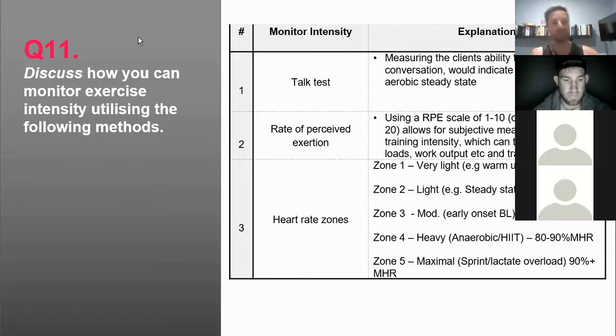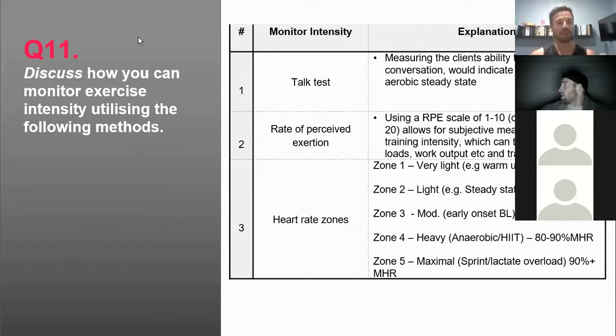If that's your goal with the client, that's great. Obviously, if you want to push them harder and they can still maintain a conversation with you, well, then they're not going hard enough, right? So the talk test just gives you a really good idea of where they're at. If they're only saying 1 or 2 words like that, then they might be training too hard if you're trying to get them to just do steady state training.